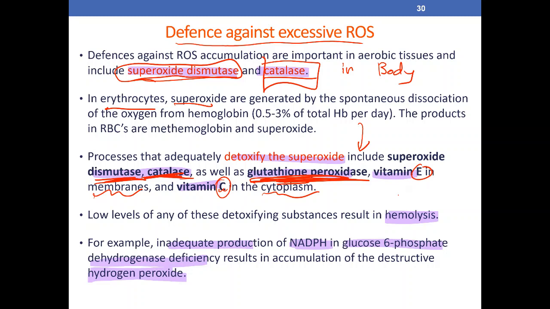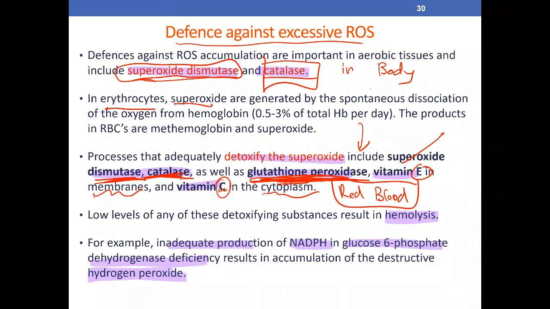In RBCs, again, we're talking about red blood cells. This is all happening in red blood cells. But by the way, these defense mechanisms are not only present in red blood cells, they're present everywhere else. But this specific example is focusing on RBCs, or red blood cells.